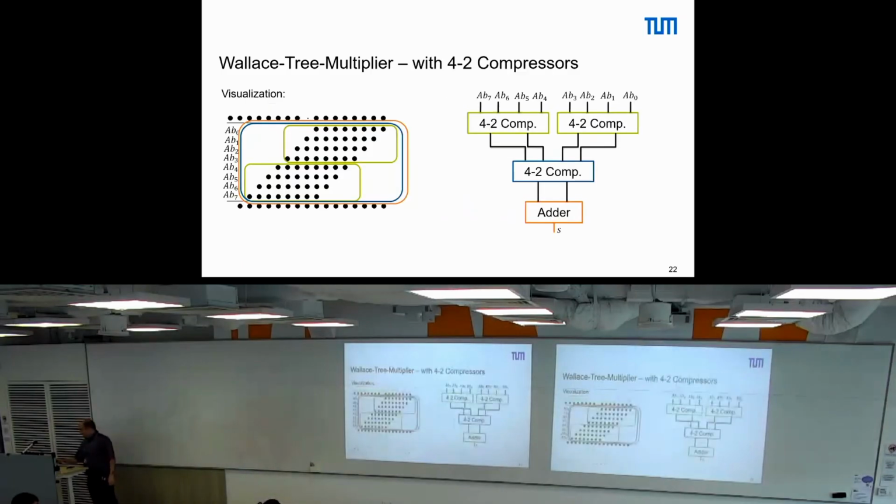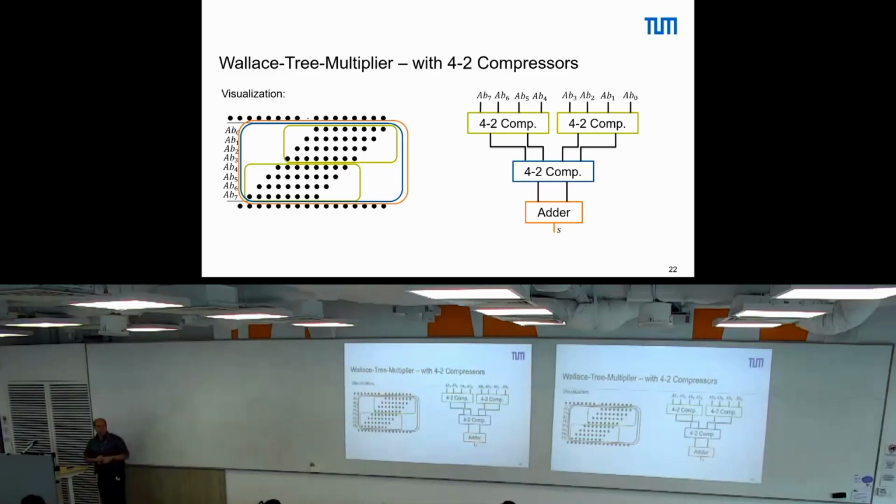We can do the same with a compressor. So we first take the upper 4 and the lower 4. This gives us these 2 compressors, with outputs each carry and sum. Then on these 4 outputs we make another compressor, which puts the 4 inputs into 2 outputs. And then we take these 2 outputs to a regular adder, and we are done.